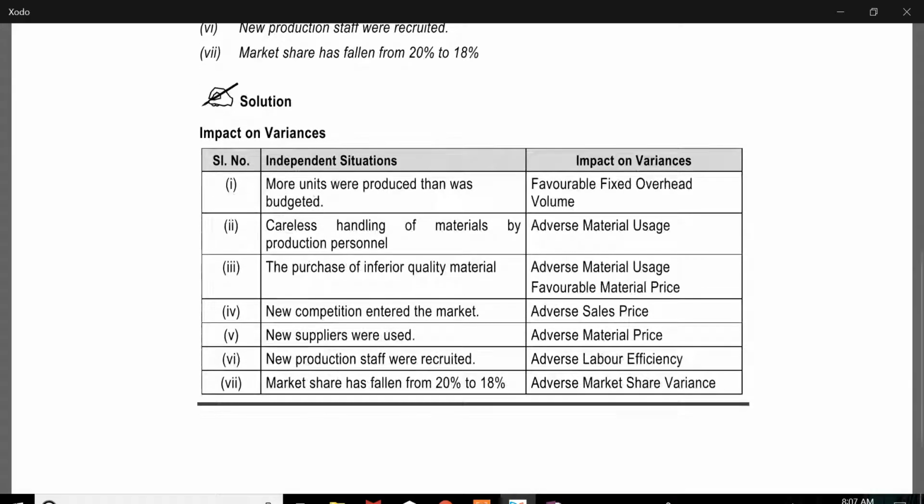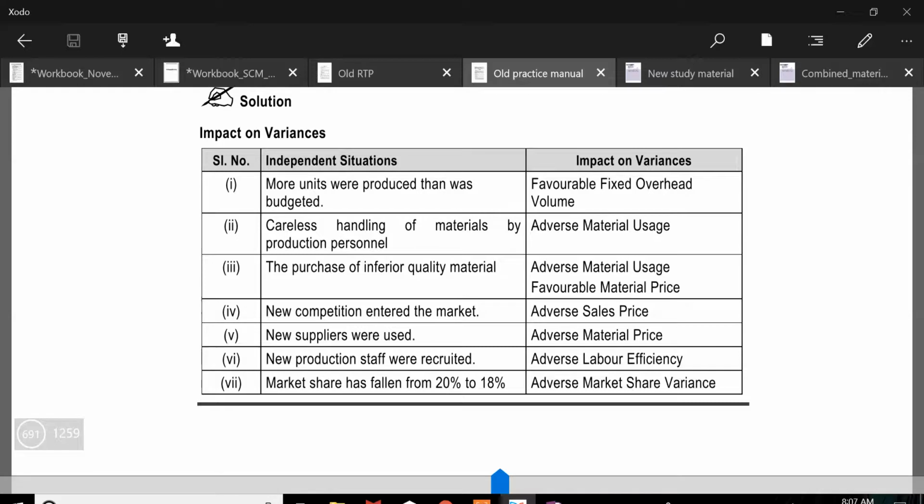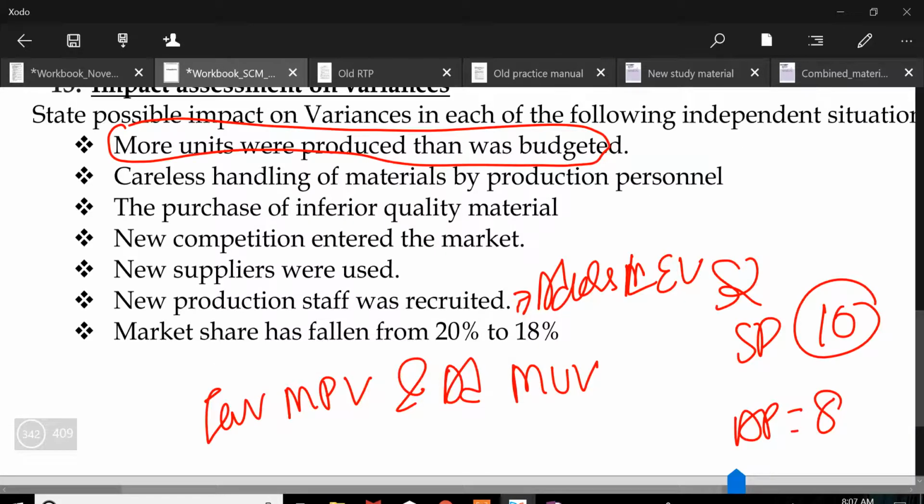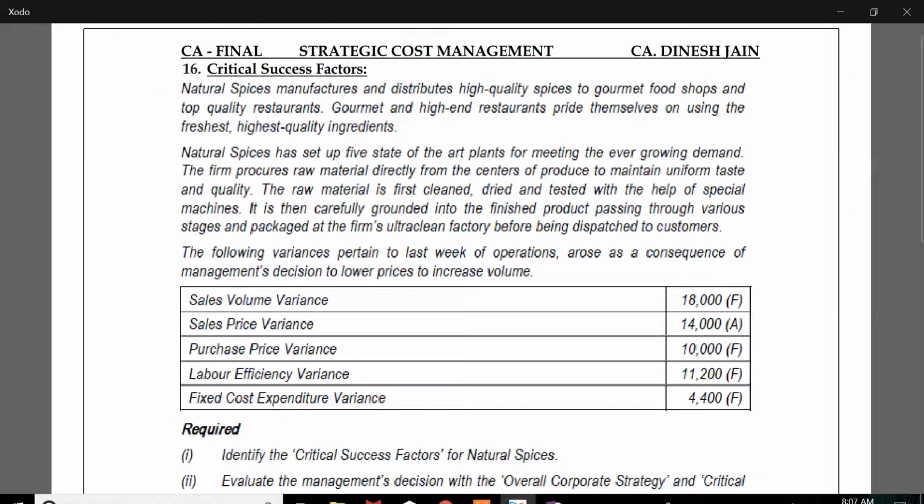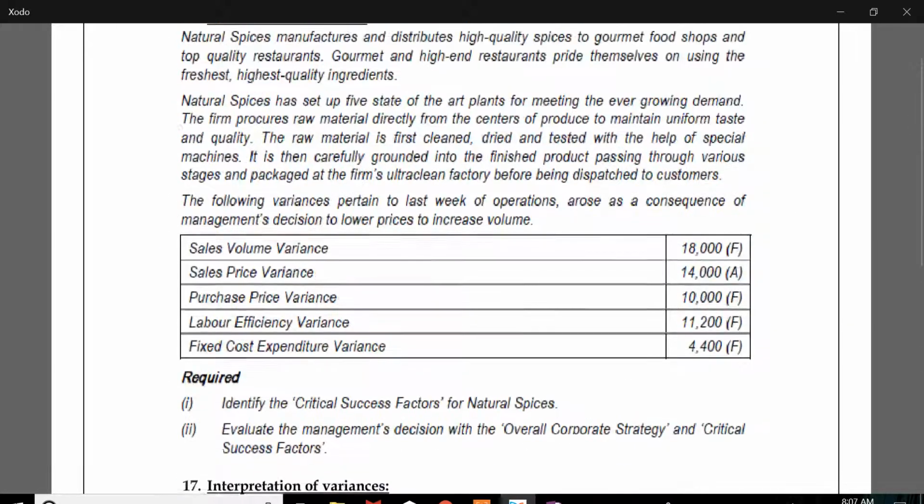New suppliers were used, adverse price. New production staff, adverse labor efficiency. Market share is adverse market share variance. Clear? Any doubts on this? Any doubts? Now let's go to the next question. Go through question 16. This is also part of the old and new syllabus both. Go through question 16.